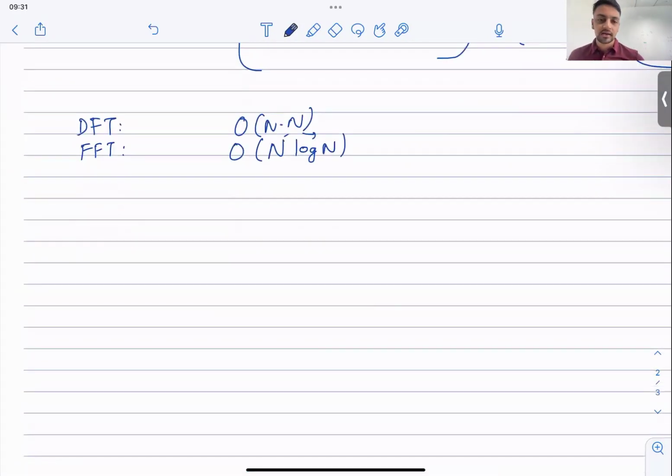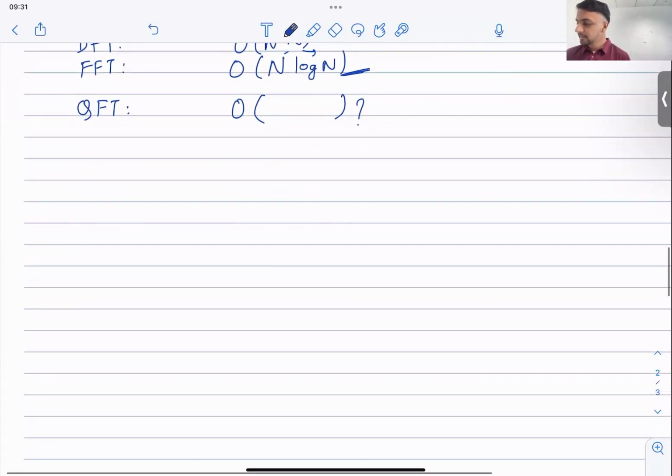If you want to look at it again, check it out online yourself. But what we're interested in for the purpose of the lecture is QFT, right? And the question is, how many operations does it take? Can we do better than this? And this is where QFT comes in. So I'll write down the QFT map.